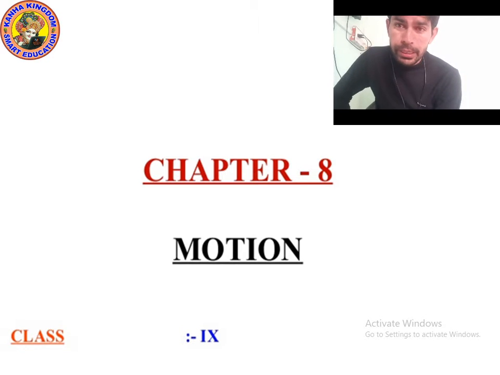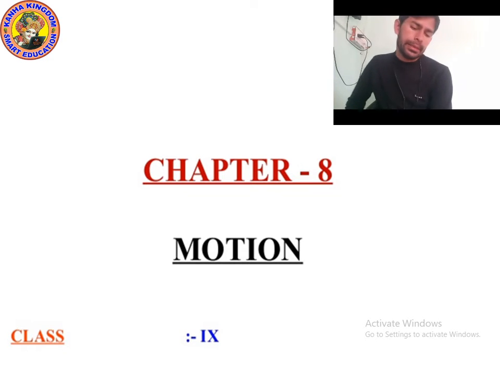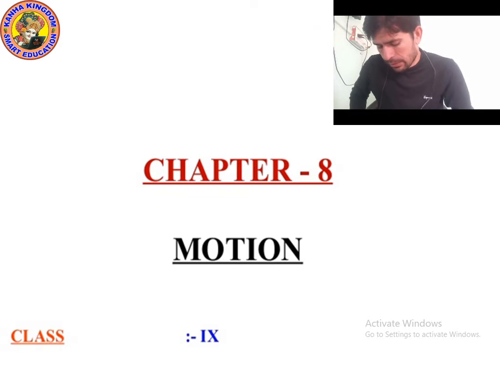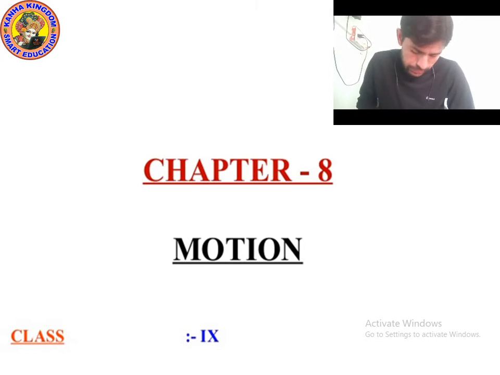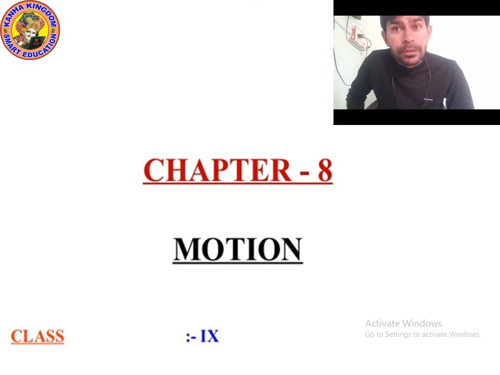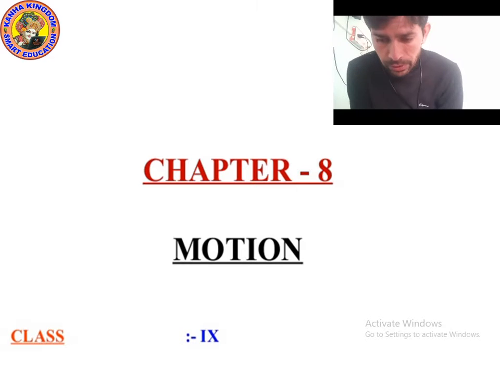So we are going to start a new chapter, chapter number 8, motion. Yes. This chapter is very important because if you love science, then you should study this chapter carefully. In this chapter, we will study the equations of motion, and we will see some simple topics like speed, distance, and apart from these we will also study velocity and displacement.